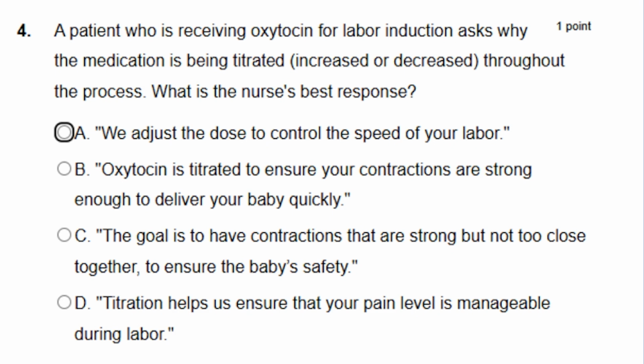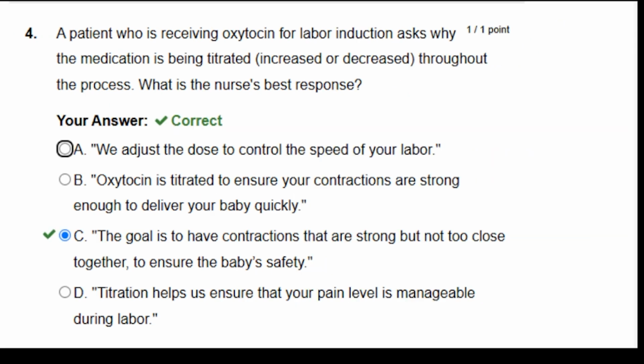A patient who is receiving oxytocin for labor induction asks why the medication is being titrated, increased or decreased, throughout the process. What's the nurse's best response? A. We adjust the dose to control the speed of your labor. B. The oxytocin is titrated to ensure your contractions are strong enough to deliver your baby quickly. C. The goal is to have contractions that are strong but not too close together to ensure the baby's safety. Or D. Titration helps us ensure that your pain level is manageable during labor. What's your answer? The goal is to have contractions that are strong but not too close together to ensure the baby's safety.